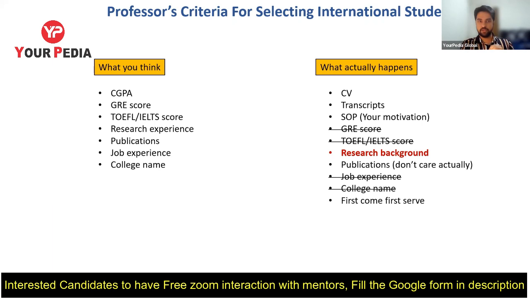So today I'm going to discuss professors' criteria for selection of international students.